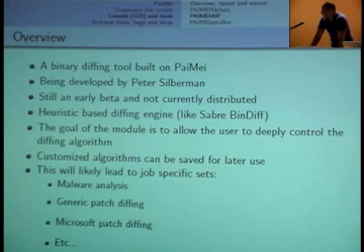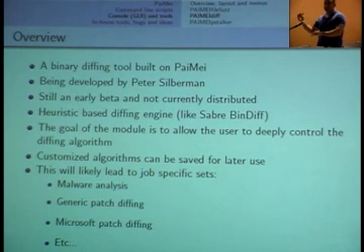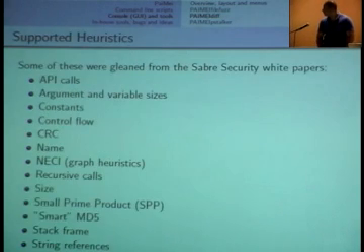So PaiMei also has a binary diffing tool being written by Peter Silverman. It's in early beta, so not being distributed, but it's a heuristic-based diffing engine like Sabre BinDiff. The real difference between this and other diffing engines is the goal of the module is to allow deep control of the algorithm. And those algorithms can be saved for later use. The theory is that you can create different job sets. So for malware analysis, this is the best algorithm to do diffing. For generic patch diffing, use this. For Microsoft patches, use whatever. And it supports all sorts of heuristics that you can customize.